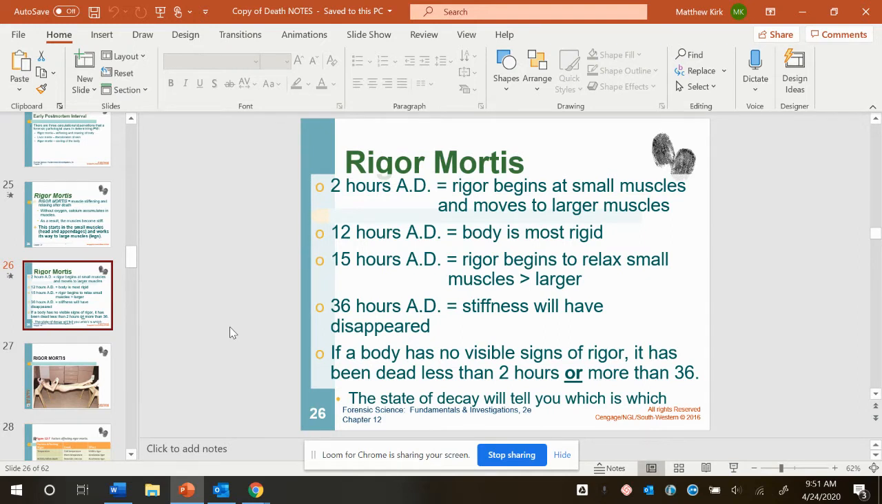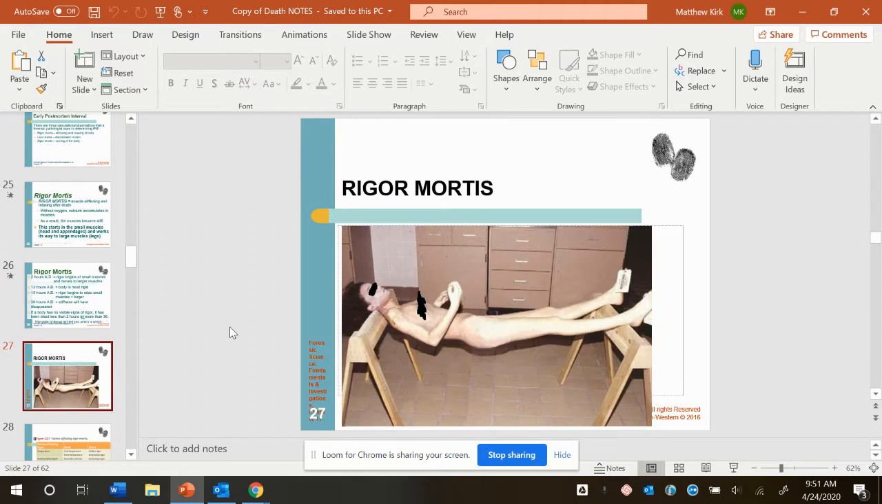Rigor mortis is typically only useful if we're talking 2 to 36 hours after death for that PMI estimate. Outside of that window, we have to rely on the state of decay. On the next slide, we're going to see what the body looks like at peak rigor mortis, when every single muscle is contracted.